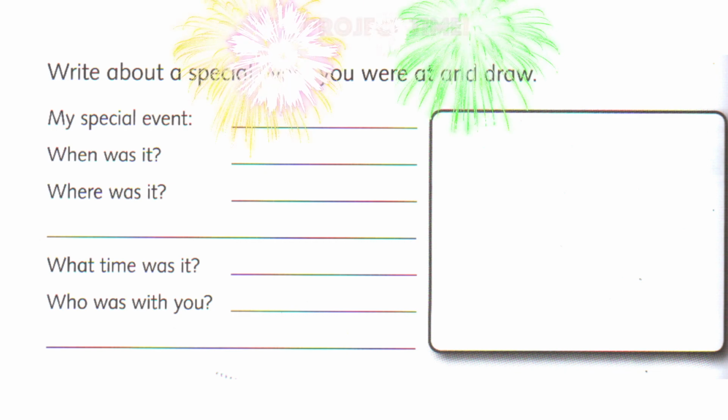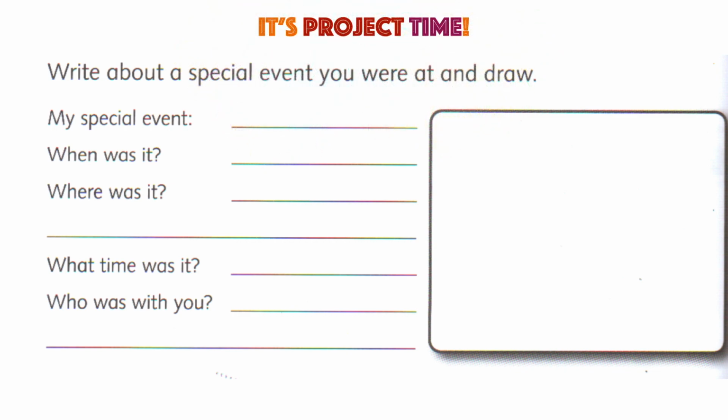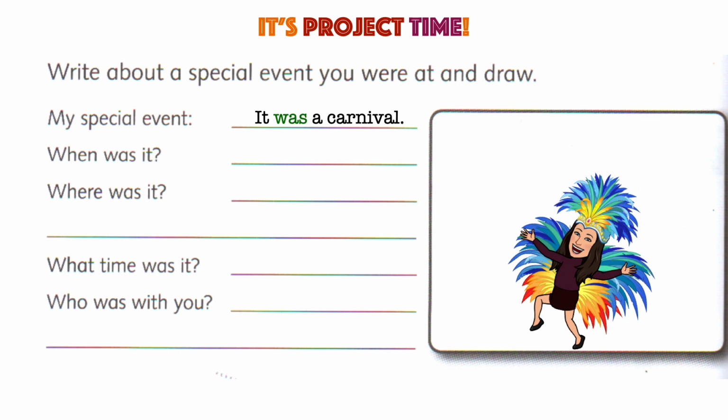So it's project time. This is my project about my special event. Let's see what event I visited. Point number 1. My special event. Guys, mind that you need to write in full sentences. It was a carnival. So my special event is a carnival.